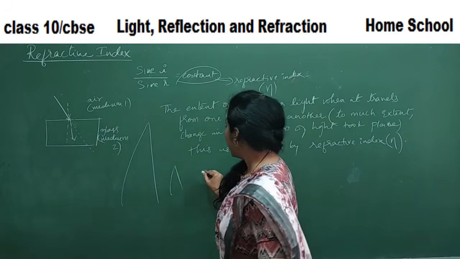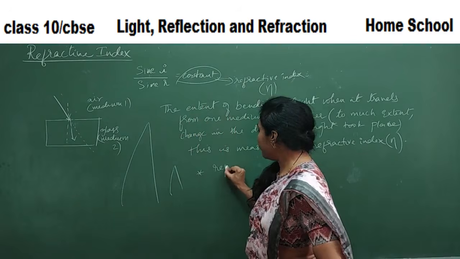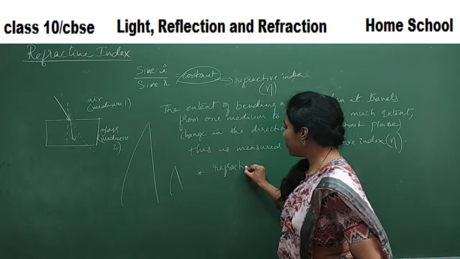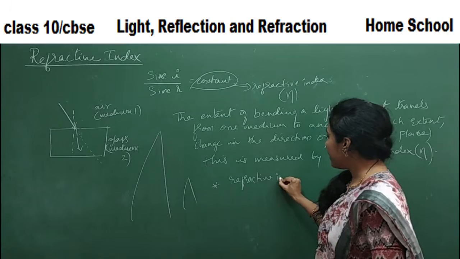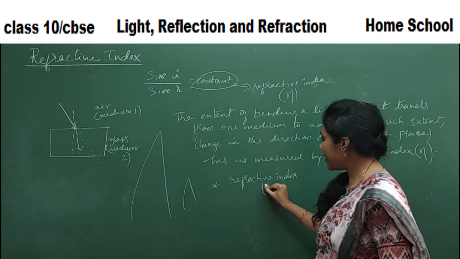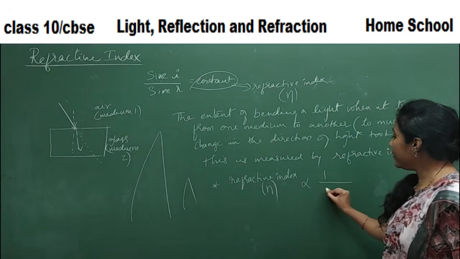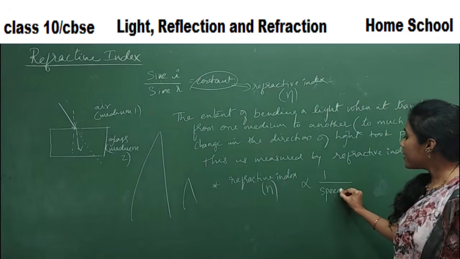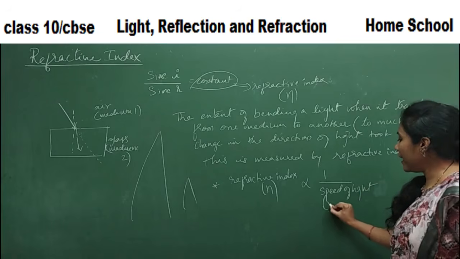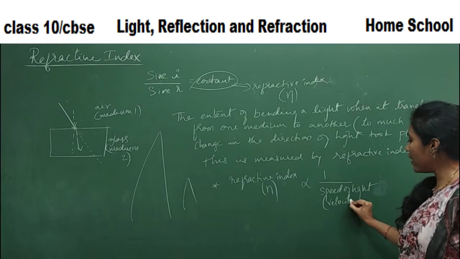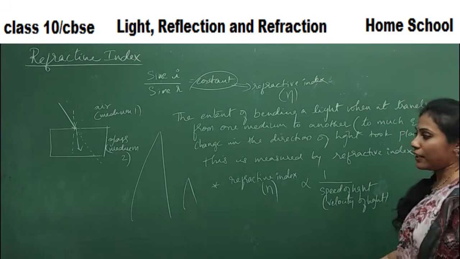Before that, try to understand your refractive index. Can you recall the letter with which you represent refractive index? That is n, right? Refractive index is always inversely proportional to the speed of light, or I can also call it the velocity of light. Speed of light is nothing but velocity of light.